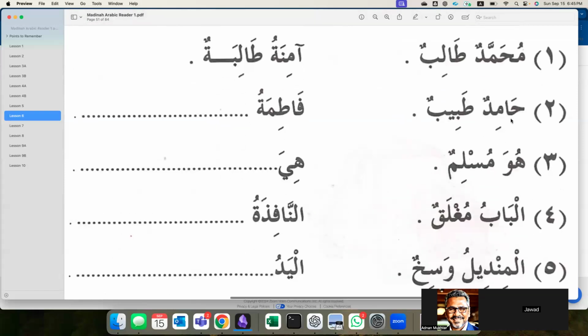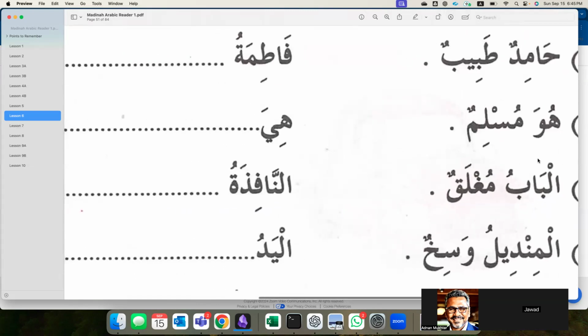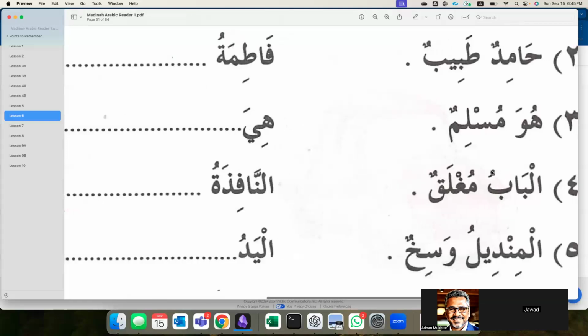Jawad, you want to try number 2? Sure. Hamidun tabibun, Fatimatu tabibatun. Yep. And feminine names don't take a tanween. Feminine descriptions do, but feminine names do not. Fatimatu tabibatun. This is why tabibatun takes a tanween, but Fatimatu doesn't because it's a name. All right. Next, Rahat, this is easy. هو مسلم، هي مسلمة. Hiya muslimatun. That's right. Hopefully everybody knows what that means, inshallah.